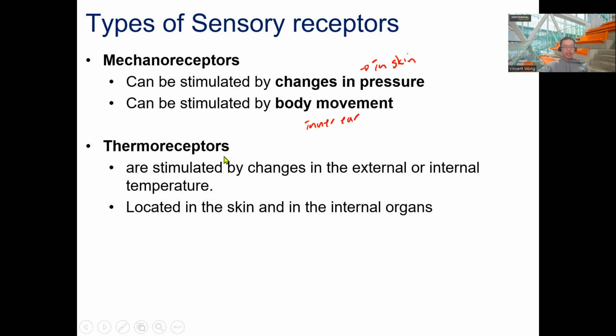Thermal receptors are pretty self-explanatory. They are stimulated by temperature change, and it could be outside temperature, which you would feel with your skin, but you also have thermal receptors on the inside. If you drink something cold, you would feel it go down your esophagus, right? Same thing with something hot. The fact that you can feel the temperature in the esophagus tells you that you have thermal receptors inside as well. So they are located in skin as well as internal organs.